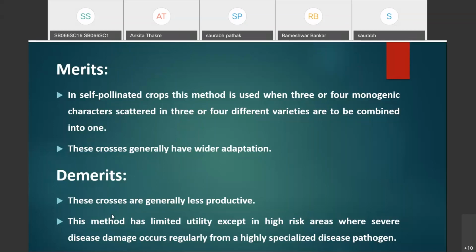Then, generally, the varieties produced by using this method have wider adaptations.